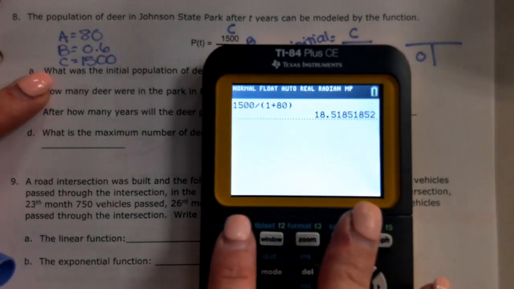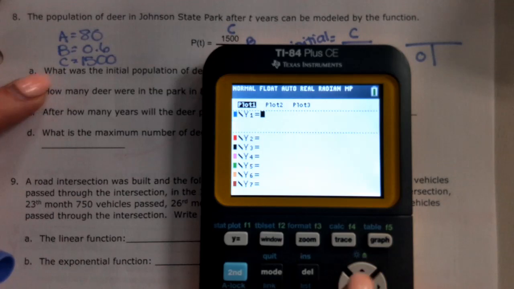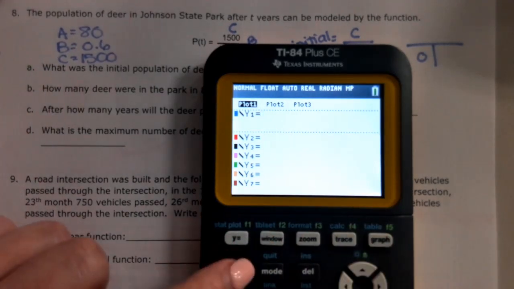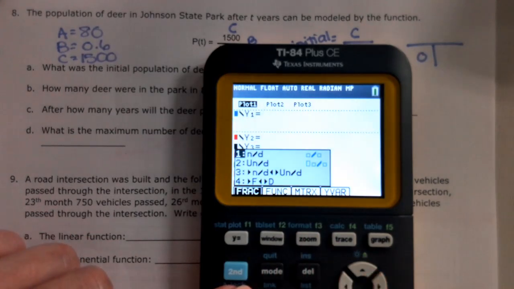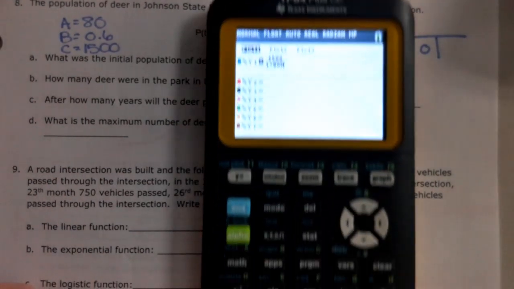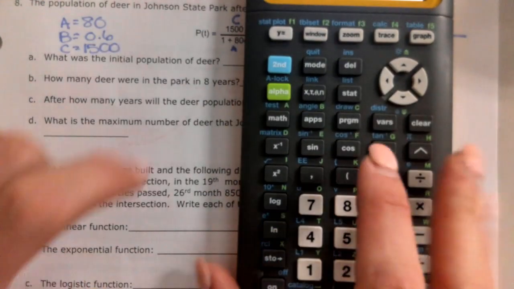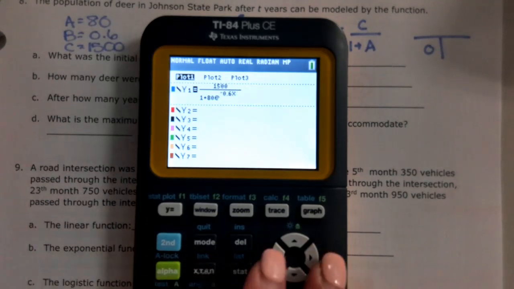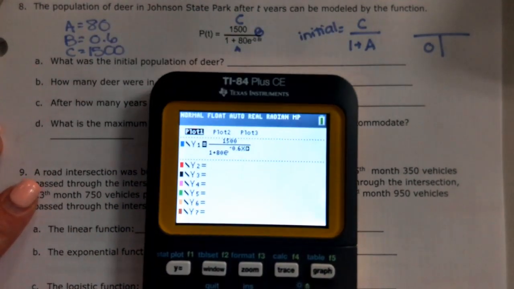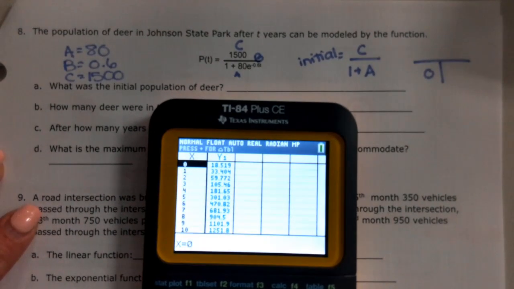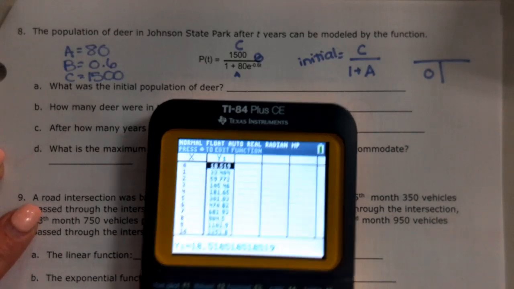If I put it in y equals, I'm going to do alpha y equals to get the fraction. I'll put the 1500 on top, 1 plus 80 times e, that's right down here, second e to the negative 0.6x. So the equation should look exactly the same. Second graph, at 0, we get 18.52.